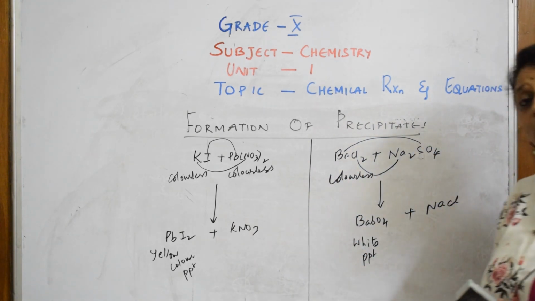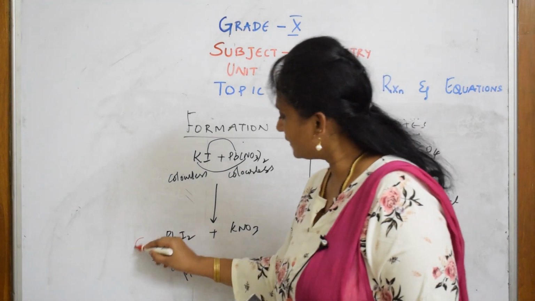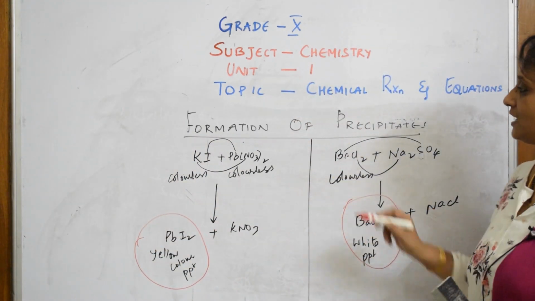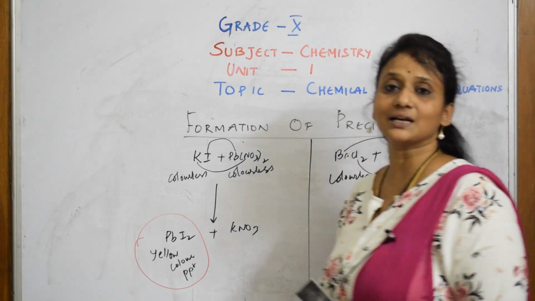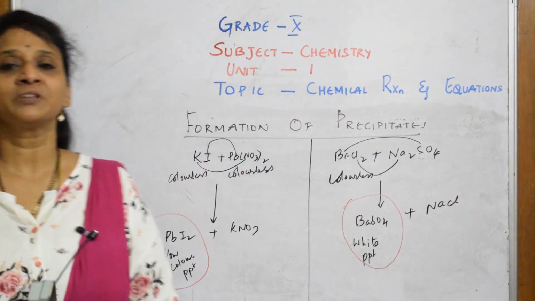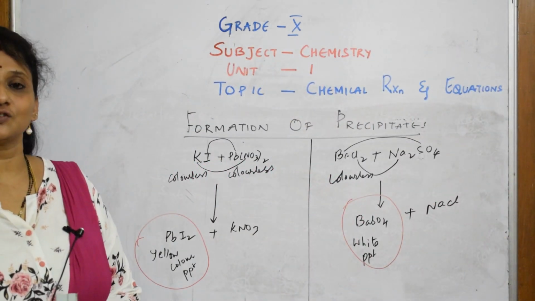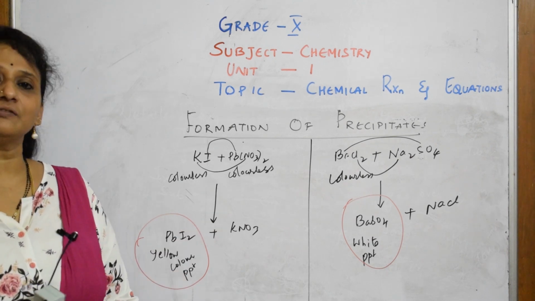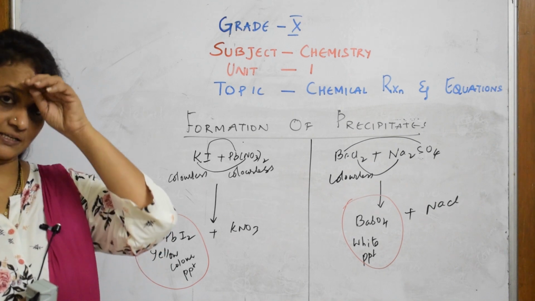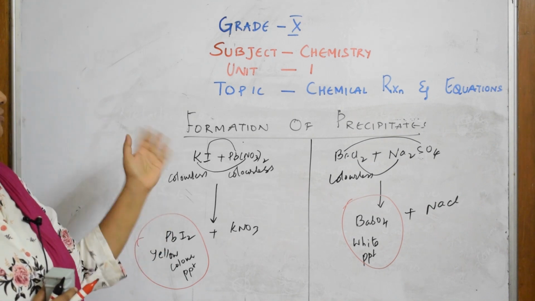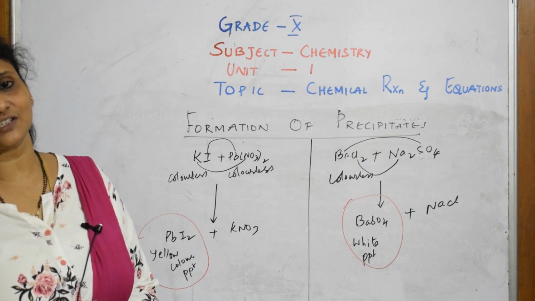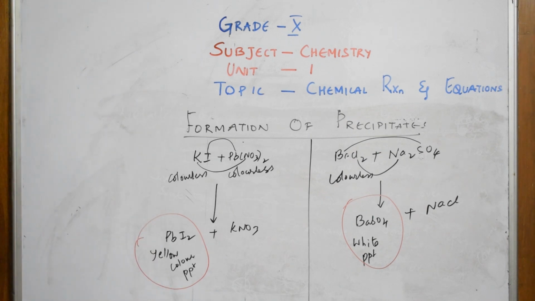So what is this yellow PPT, white PPT indicating? The formation of yellow PPT or white PPT indicates that a chemical reaction has occurred in that particular test tube or beaker. So isn't it a characteristic of a chemical reaction? In the earlier example, we saw an evolution of gas. In this one, we have seen the formation of precipitate. Now let's come back and see the next characteristic of a chemical reaction.